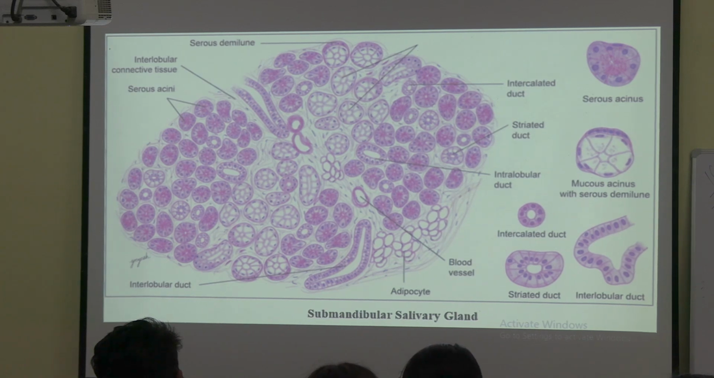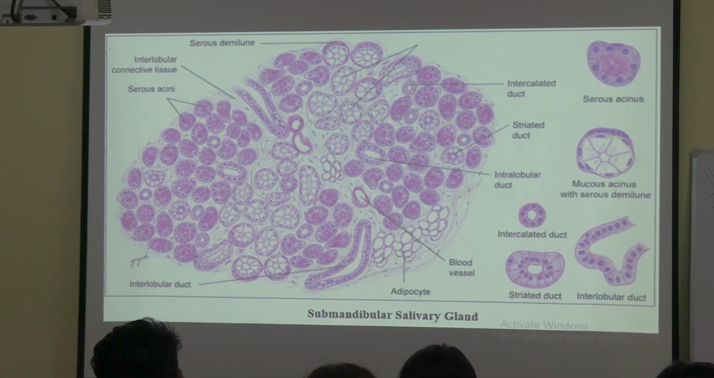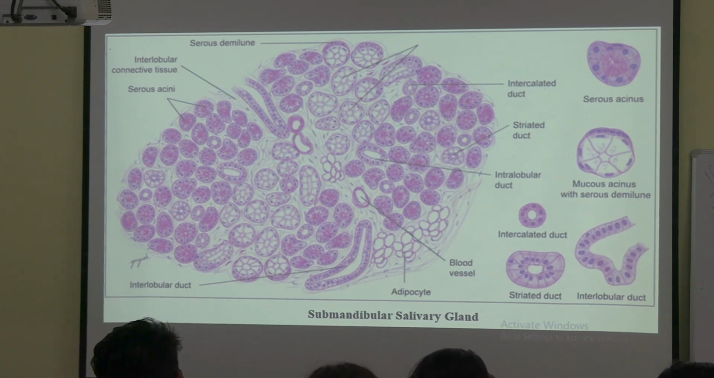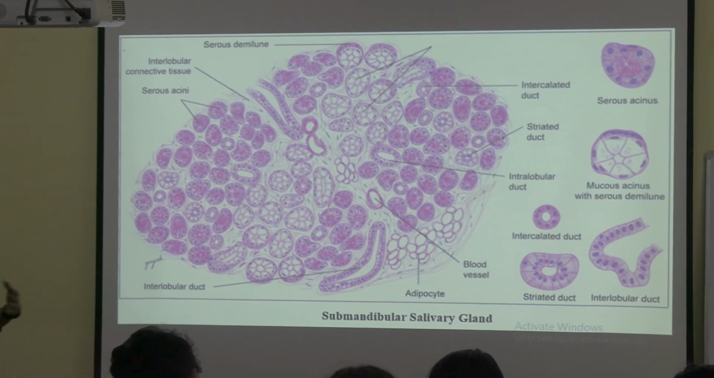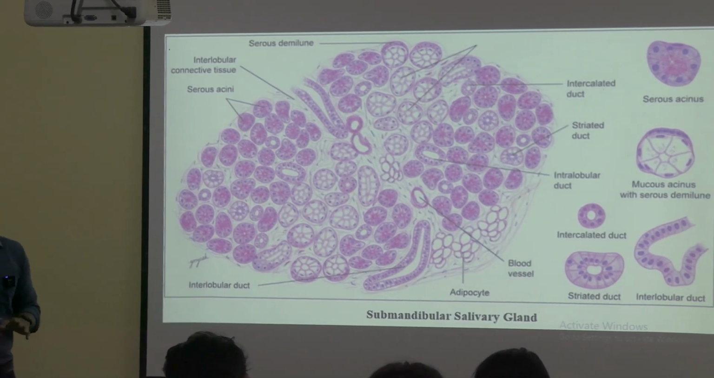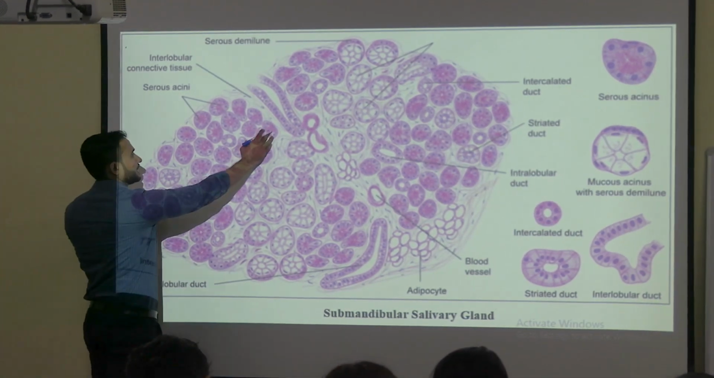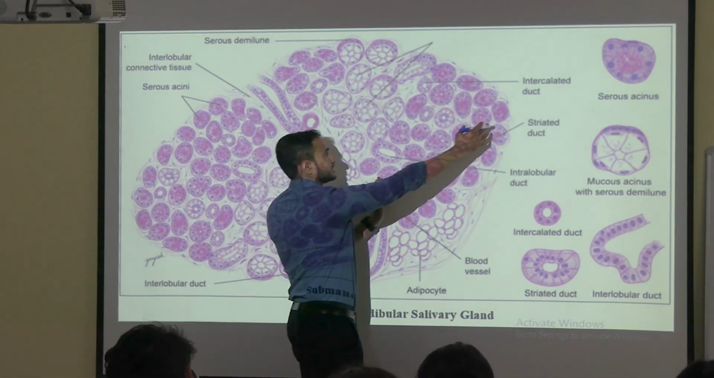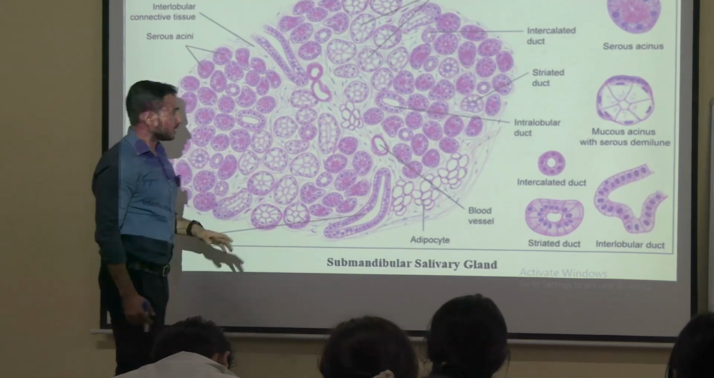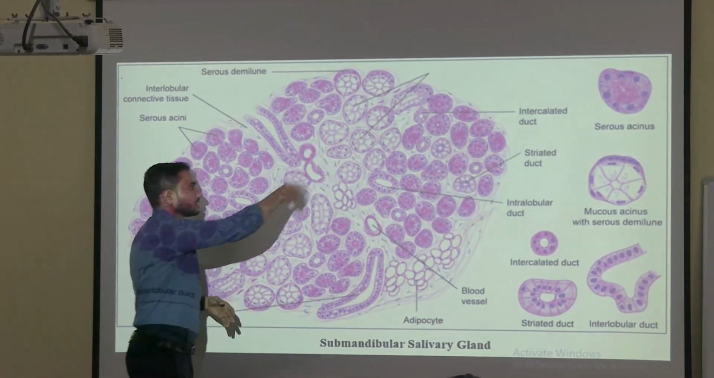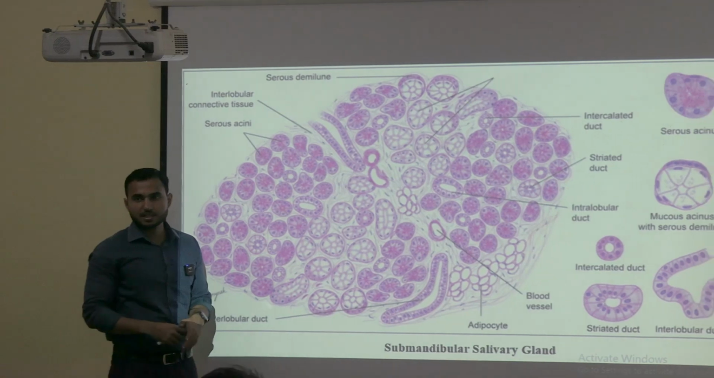Now first please identify the serous acini. Yes. The submandibular salivary gland is mixed, but mostly you will be getting the serous acini. Can you see the serous acini? ये देखो, ये जो पूरा एरिया है serous acini. This is also serous acini. Only in this particular part you can see mucous as well as mixed acini are present.